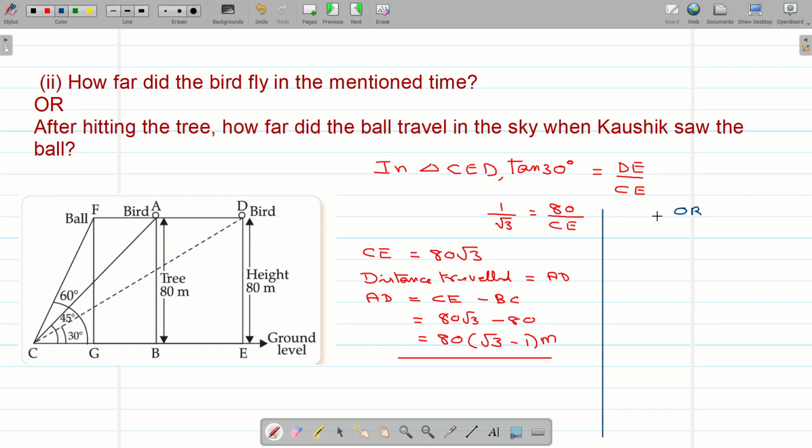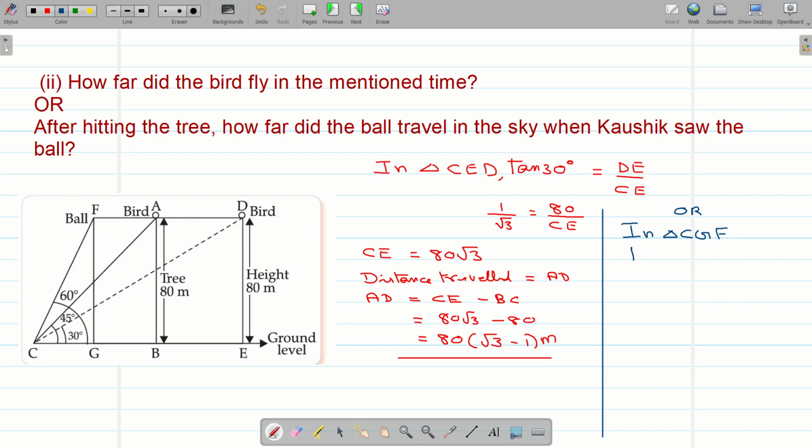After hitting the tree, how far did the ball travel in the sky when Kaushik saw the ball? That is the distance AF. AF is equal to BG. BG is equal to BC minus CG. So we have to find out the distance CG, which we will get from triangle CGF.